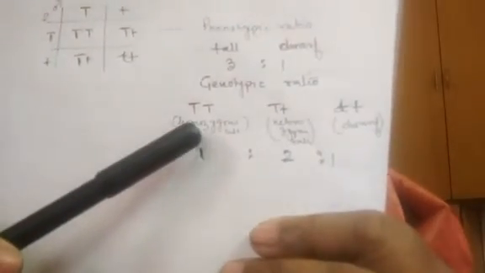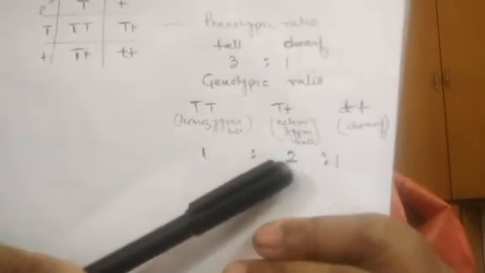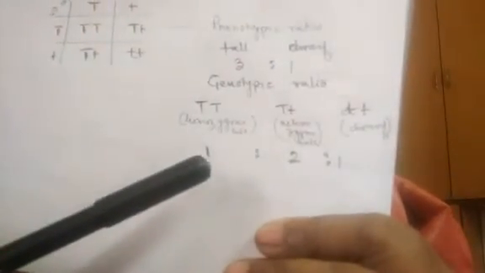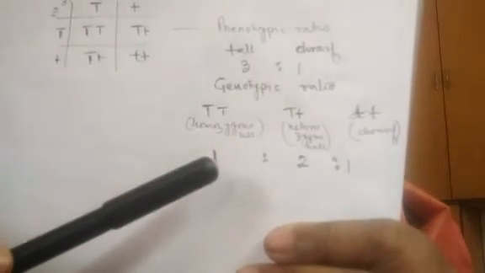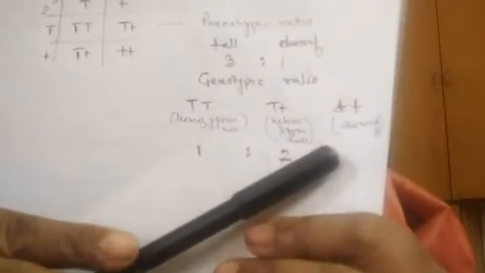So the probability of forming pure tall is 1, forming hybrid tall is 2, and forming pure dwarf is 1. So the ratio will be 1:2:1. So the genotypic ratio in F2 or second filial generation will be 1:2:1. So this is all about the monohybrid cross, and the laws which were derived from this cross, we all know.